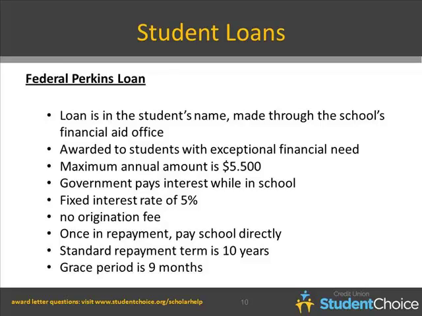And what that means is up to 9 months after the student separates from the school, they do not have to make any payments on this loan. So it gives them a little longer than the standard 6-month grace period before they go into repayment on the Federal Perkins loan.